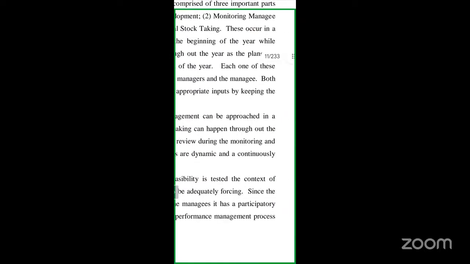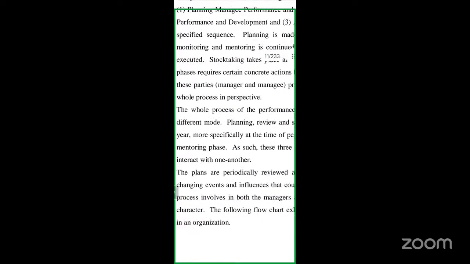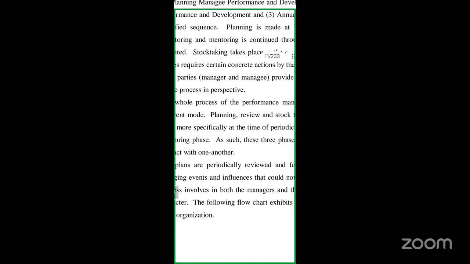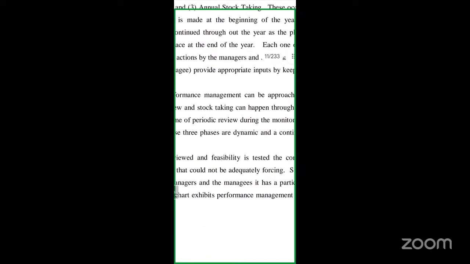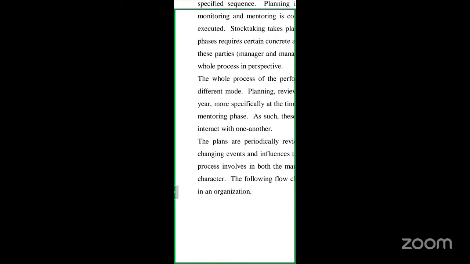So the managers and the managees are part of the processing, whereas the input is the planning and the output is for the stakeholders. The managees, the managers, the employees or the team people are the processors, as we have seen in the first flow chart. These are the three important processing steps. Both these parties, manager and managee, provide appropriate inputs by keeping the whole process in perspective. This whole process takes place in a continued loop.